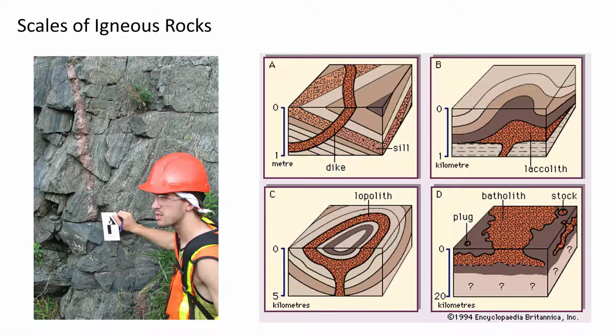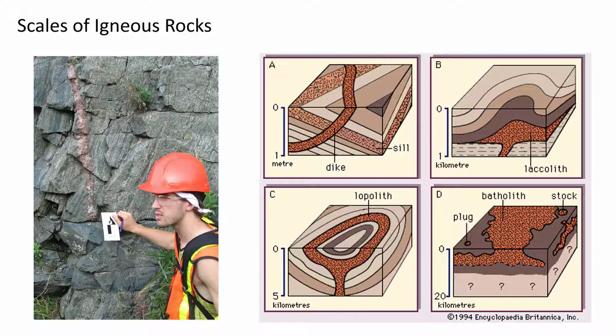In this lecture, we'll talk about a variety of igneous rock formations, and this diagram gives an idea of their relative senses of scale. So both on the left photo and in diagram A, looking at a dike and a sill, these are on the meter scale. And the photo on the left is an example of the syenite dike, which is quite common in the Kingston area, and you'll see this in the field later on in the course.